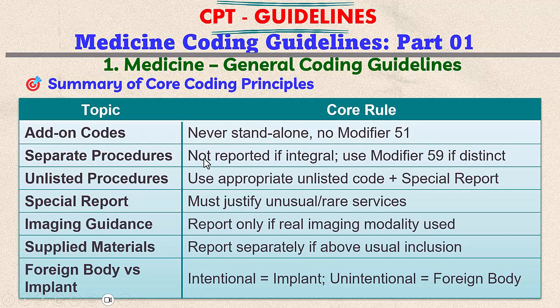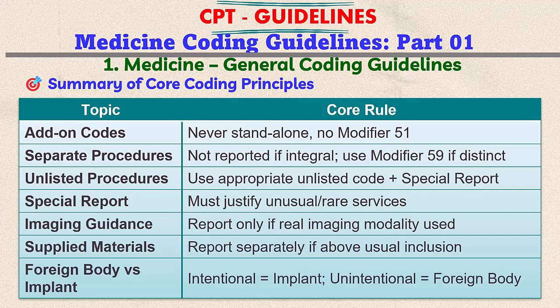So in summary, add-on codes never stand alone, no modifier 51. Separate procedures are not reported if integral, use modifier 59 if distinct. Unlisted procedures use the appropriate unlisted code plus a special report. The special report must justify unusual or rare services. Imaging guidance is reported only if a real imaging modality is used. Supplied materials are reported separately if above usual inclusion. Foreign body versus implant: intentional, it is an implant; unintentional, that is a foreign body.